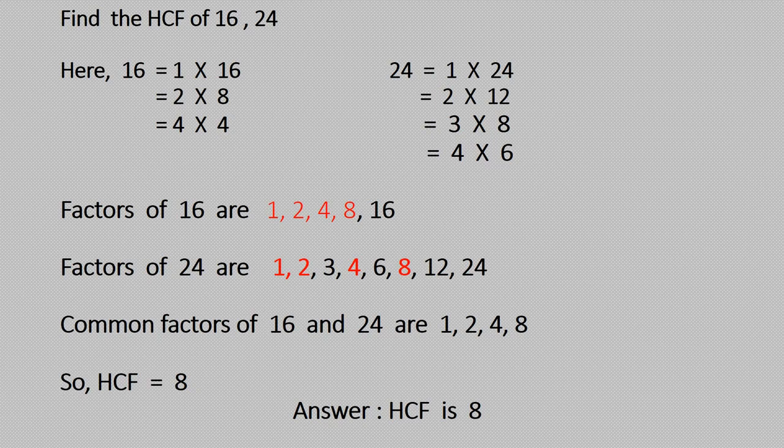Factors of 16 are 1, 2, 4, 8, 16. And factors of 24 are 1, 2, 3, 4, 6, 8, 12, 24. Now we will find the common factors of 16 and 24. What are they? Yes, you are right. 1, 2, 4, 8 are the common factors of 16 and 24. Out of these four factors, which one is the biggest? Yes, you are 100% right. 8 is the highest common factor. Very good.